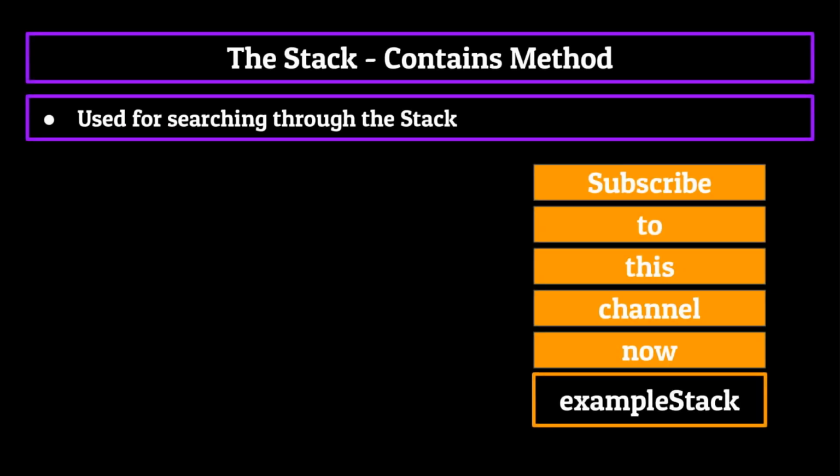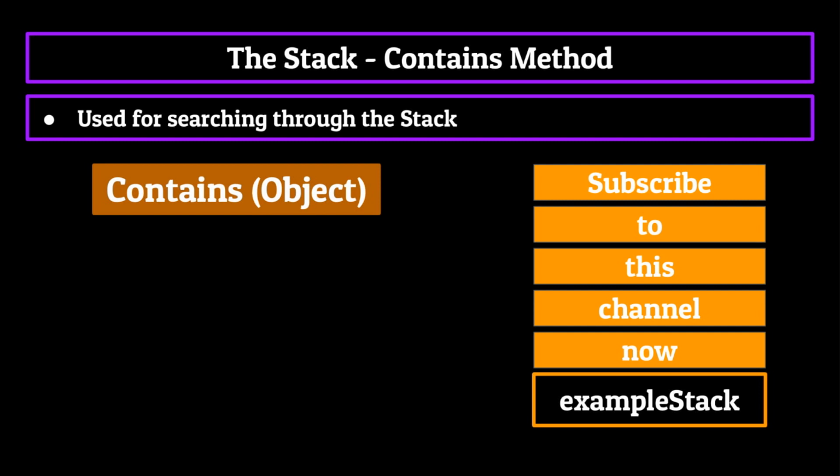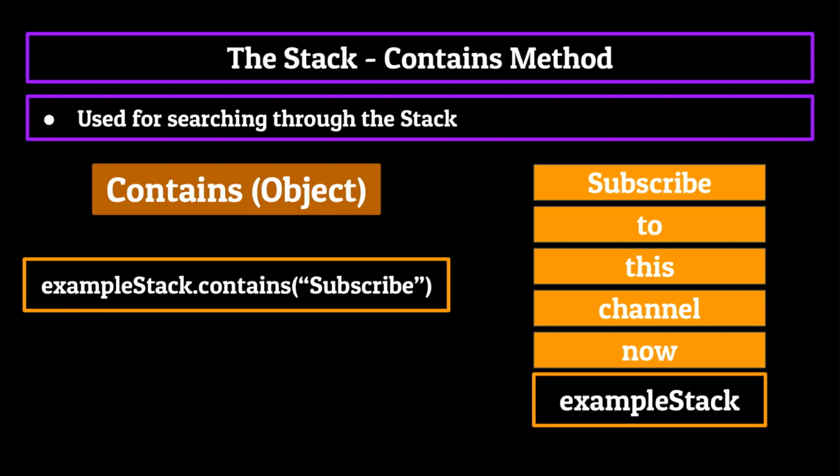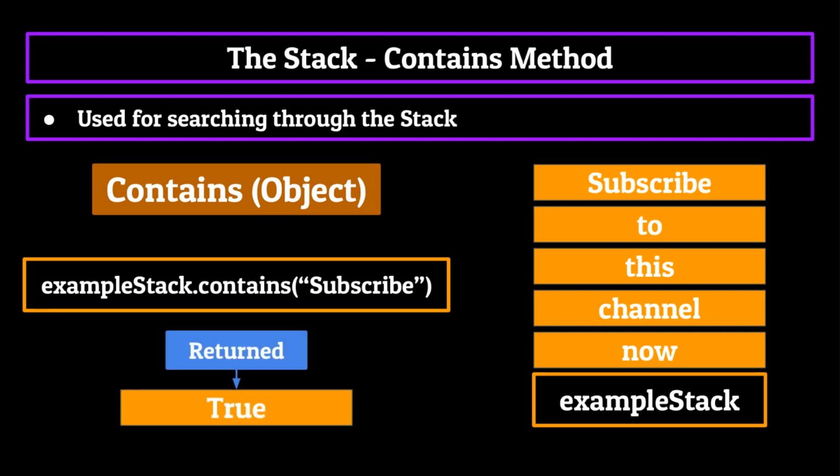Now, the final method I'll be talking about is the contains method. This one is used for searching through a stack. It takes in an object as an argument and will return a boolean of whether or not that item is contained within the stack. Essentially, this is a way we can search through the stack without popping off every element until we find the one we're looking for, as the contains method does not modify the stack in any way. So example.contains with an argument of subscribe would return true, an argument of this would also return true, but an argument of hello, for example, would return false.